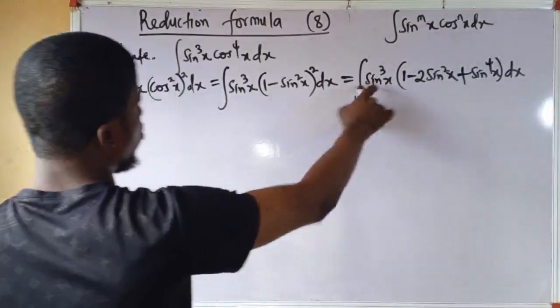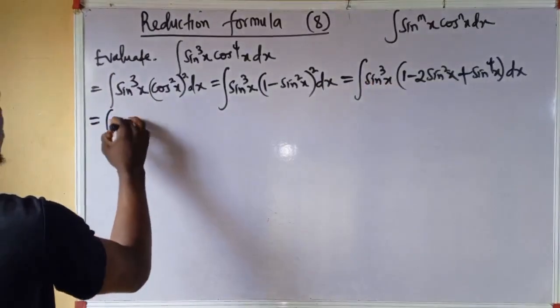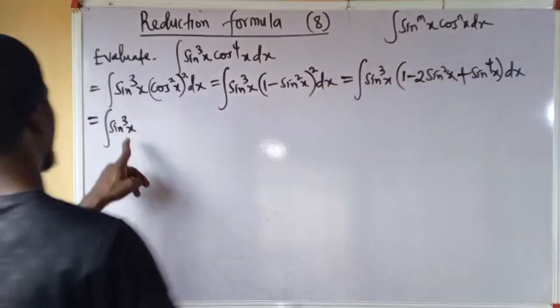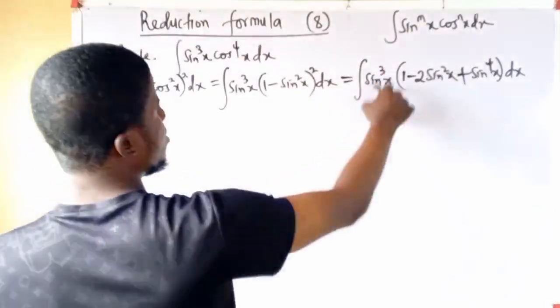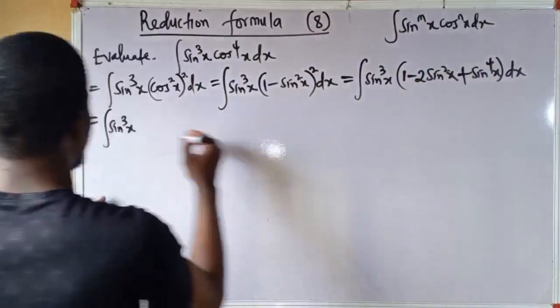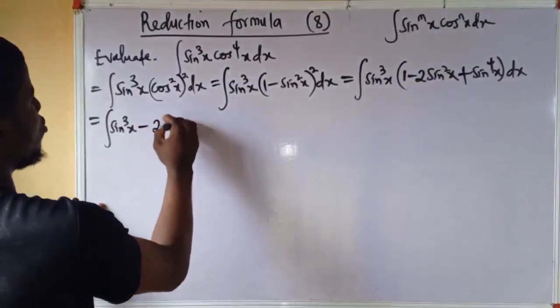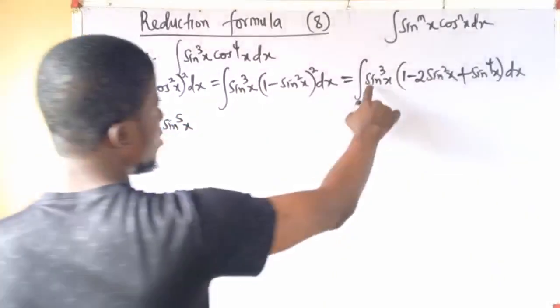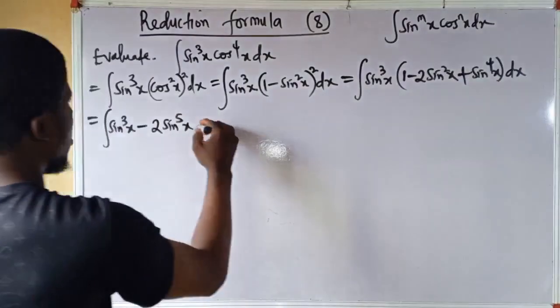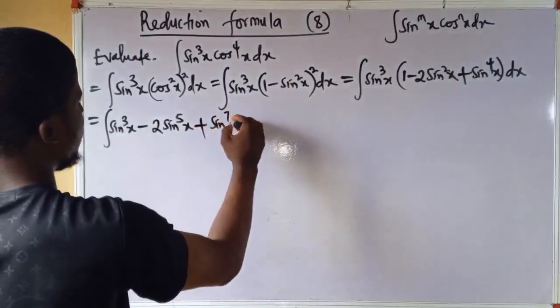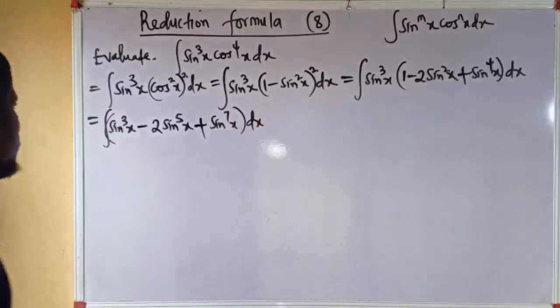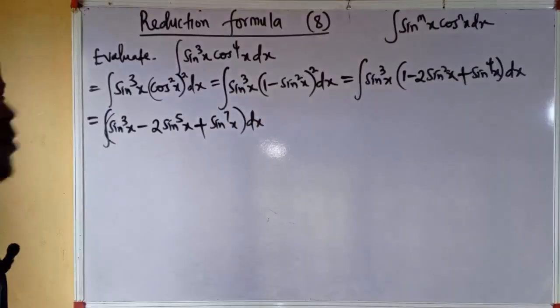Let's multiply this bracket with what's outside. So we have the integral of sine cube x. Now sine cube x times 1 is sine cube x. Sine cube x times minus 2 sine squared x, we have minus 2 sine x all to the power of 5. Then sine cube x times sine 4x, that will be sine 7x dx.